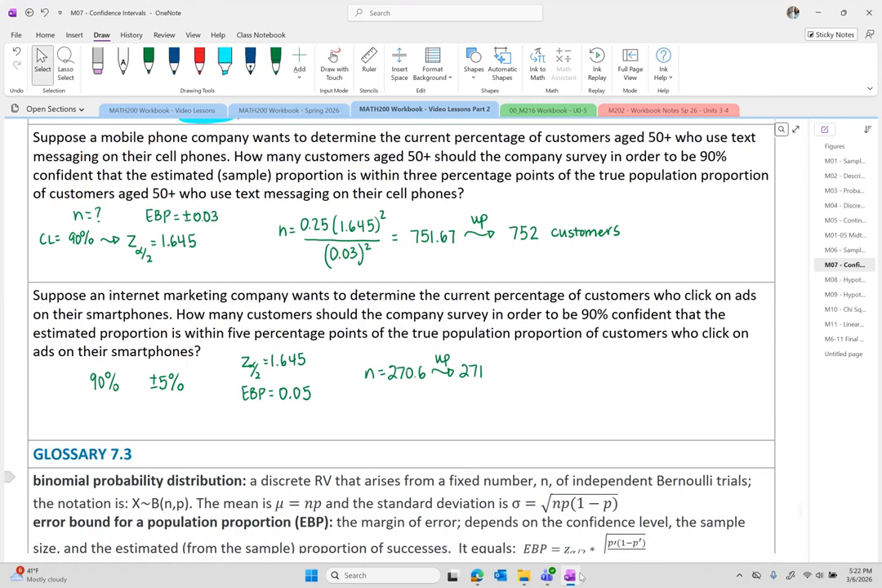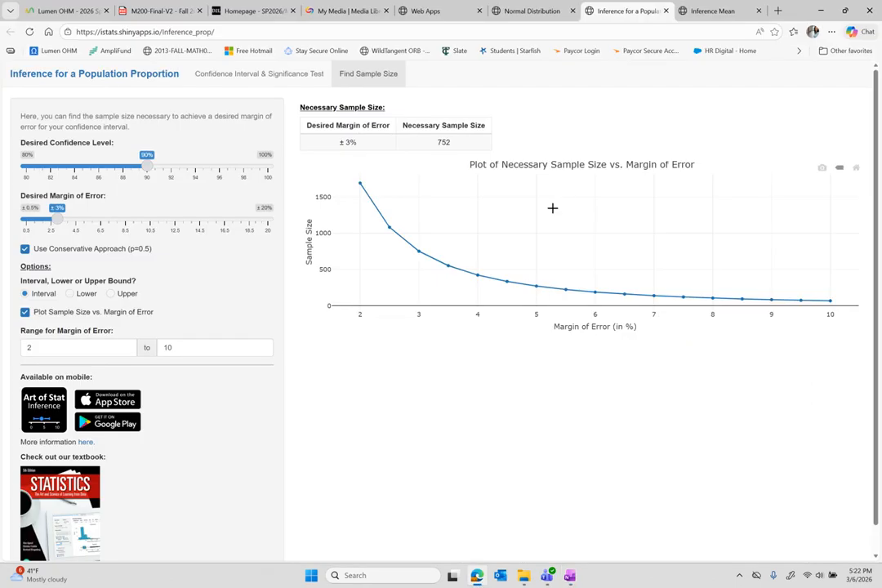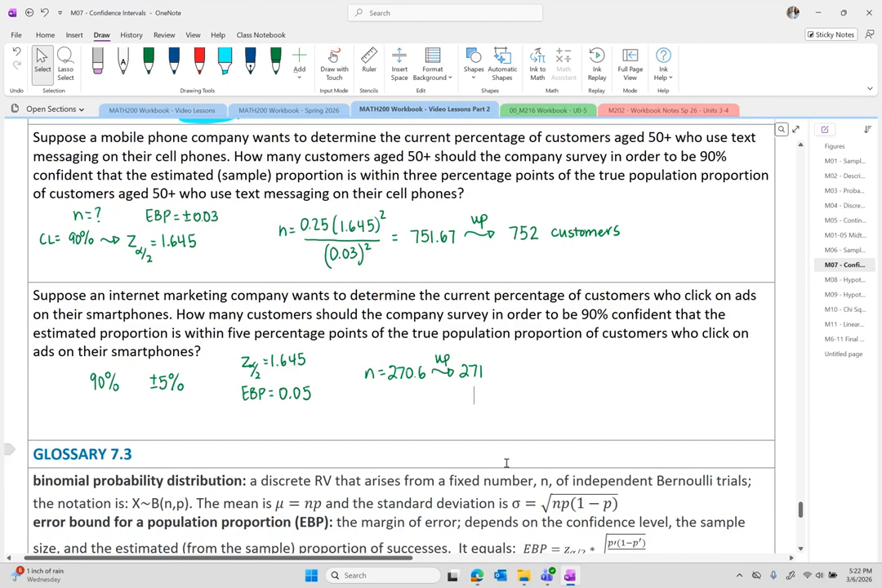Alternatively, I will not do any math and I will just use the technology. The technology says if I want to be 90% confident with a margin of error of 5%, then I'm going to ask 271 people this particular question that I'm trying to investigate, the true population proportion.